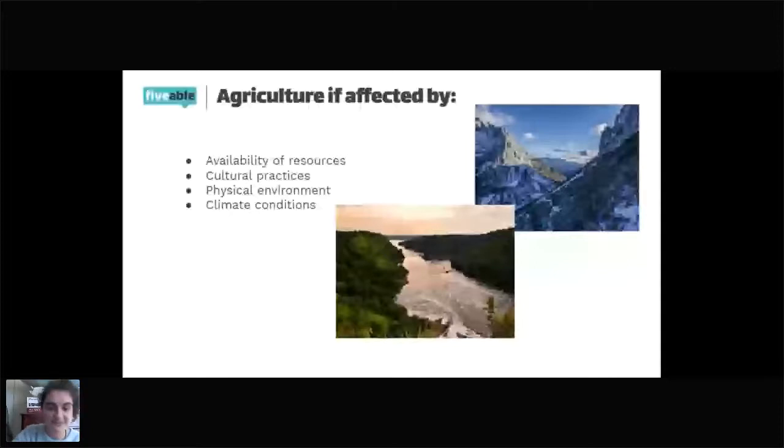Physical environment. The two pictures on the slide are examples of that.